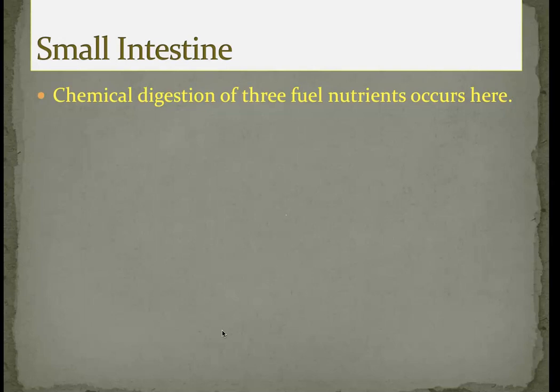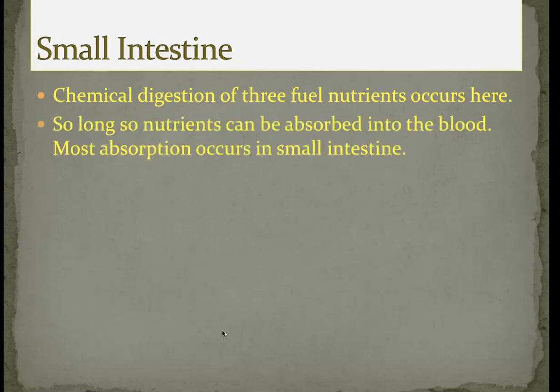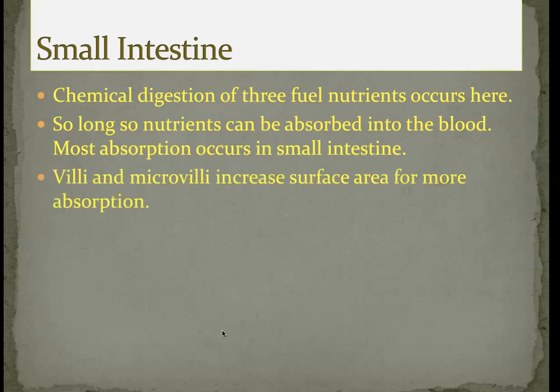All right, so small intestine, chemical digestion of the three fuel nutrients occurs here. Okay. It's so long so that the nutrients can be absorbed into the blood. Most absorption occurs in the small intestine. The villi and microvilli are going to increase the surface area for more absorption.